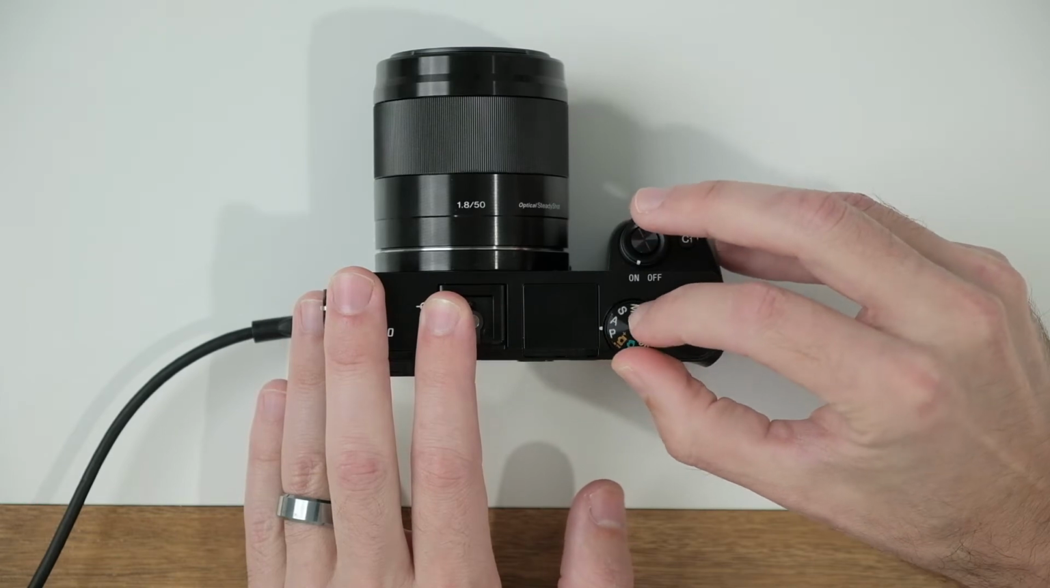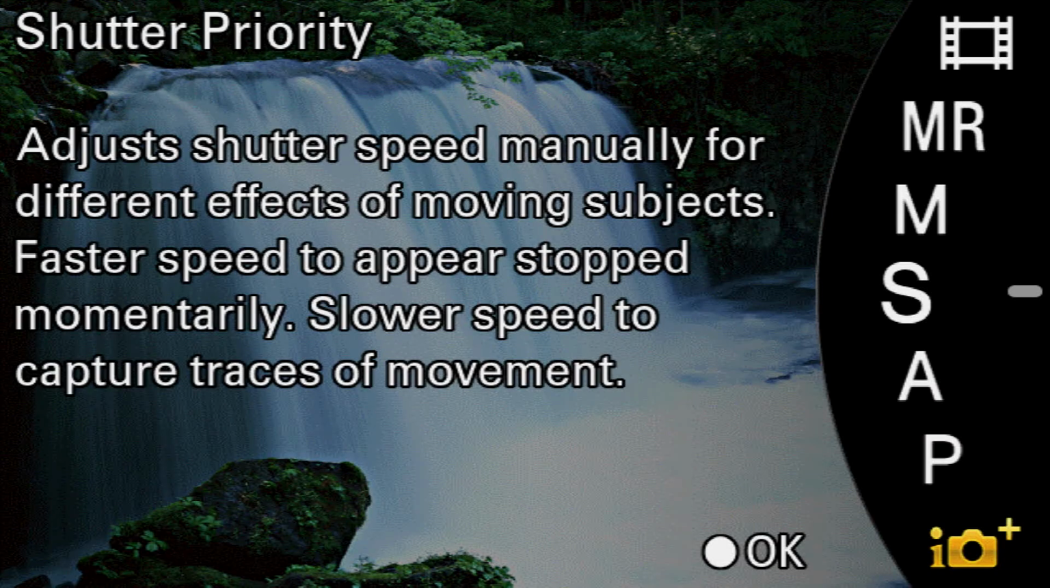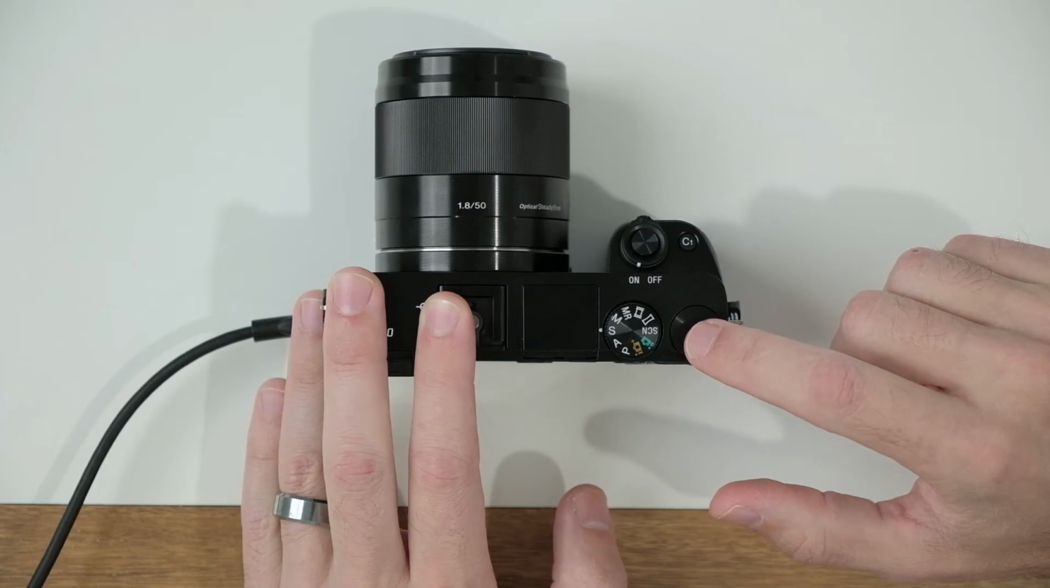I'm the dude behind cameratips.com, and in this video I want to show you how to set up and use shutter priority mode on the Sony a6000. Now, on the top of your camera, go ahead and rotate the mode dial to the letter S. Next to the mode dial, you'll see another dial, and this will allow us to control the shutter speed.